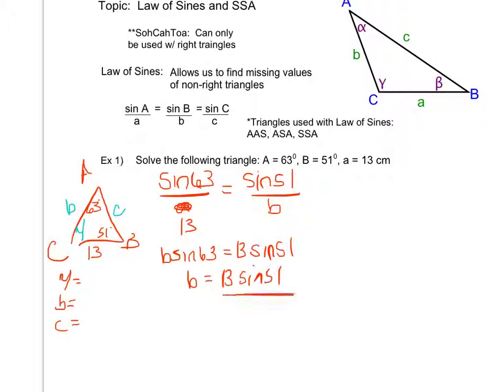From here, I check to make sure my calculator is in degrees. I put this into my calculator and I get an answer of 11.339, as always rounding to 3 decimals. So that was my b, so I'm just going to fill that in over here. And now I see I need to find angle C and side c. I can find angle C by subtracting 63 and 51 from 180, so I'm going to go ahead and do that.